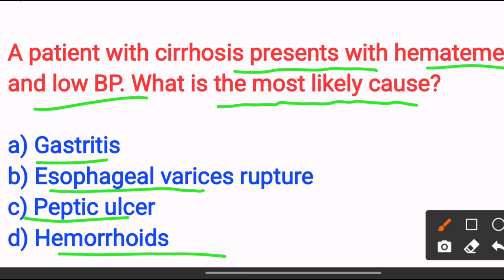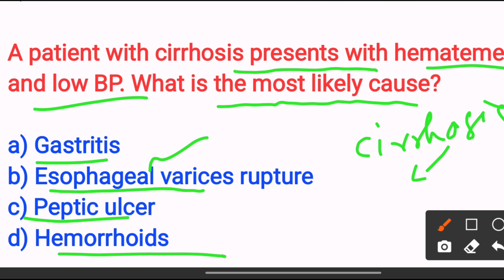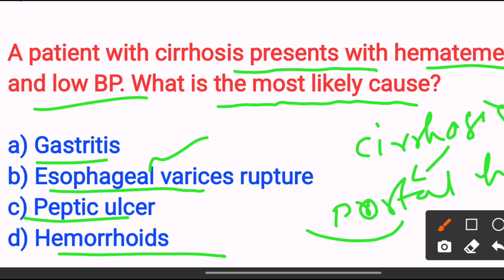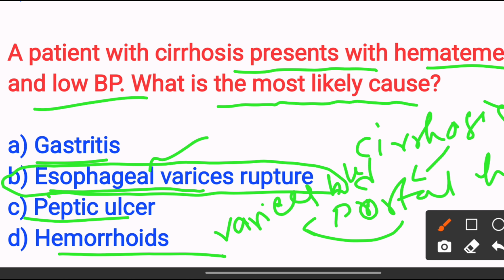The answer is option B, esophageal varices rupture, because cirrhosis can cause the portal hypertension, and portal hypertension can cause the varices to bleed. So esophageal varices rupture can occur. So the answer is option B. Next.